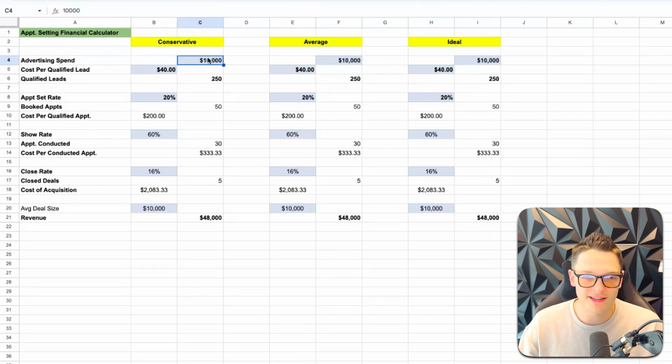So let's just say that you've got $10,000 a month that you're going to spend on ads, and let's say that your cost per qualified lead is $25. Just quick math here, we can immediately see that we're going to have 400 qualified leads, factoring in the total ad spend and the cost per qualified lead.